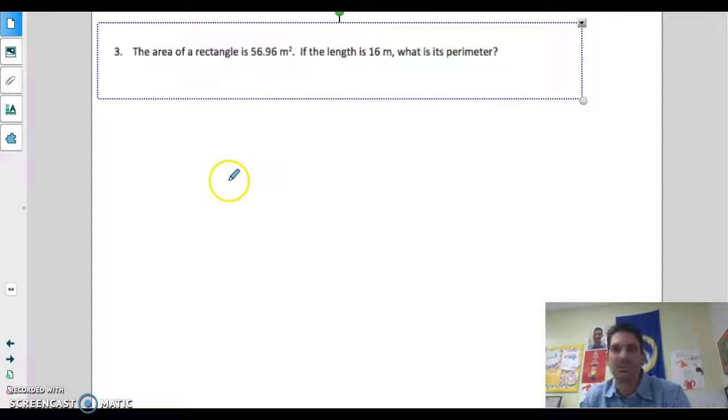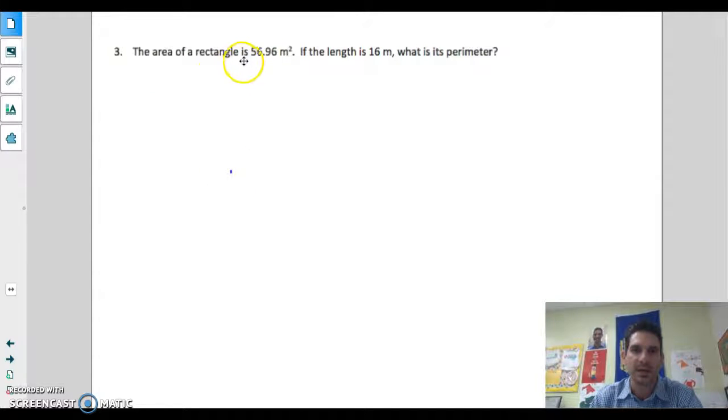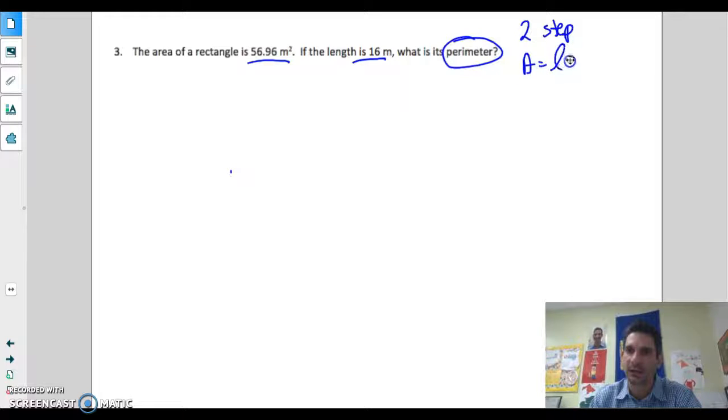Okay, this is another multi-step problem. The area of the rectangle is this. If the length is this, what's the perimeter? So area, so it's a two-step. Area equals length times width. And we did a problem earlier on another lesson with area, so that should not be anything new. Perimeter is you add the lengths. Add all the lengths. So you're adding.